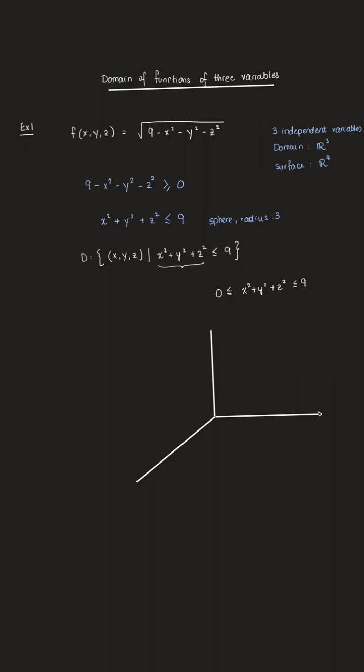So that means that we have something like this. Here's our coordinate system, and we have a trace on the xy plane of a circle of radius 3, and we have then a sphere of radius 3 as our domain of this function, and this includes every point that's inside of this ball, right? So there is our domain.